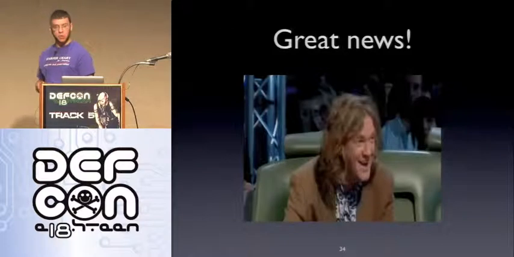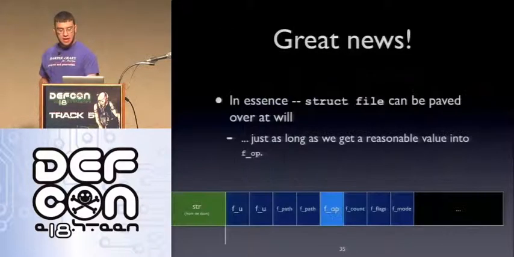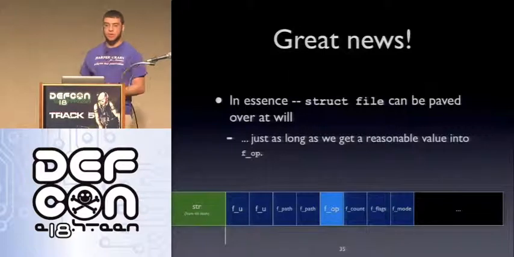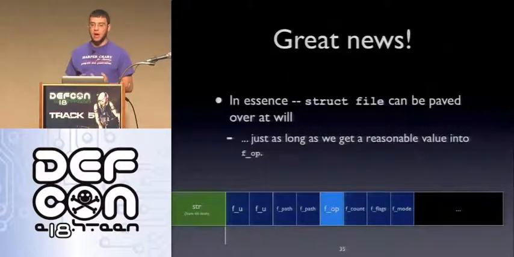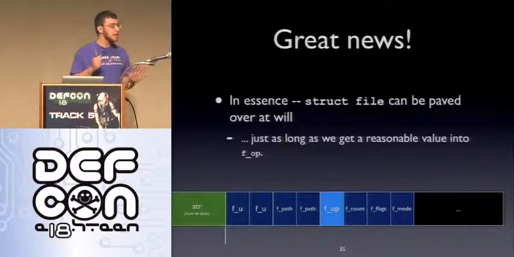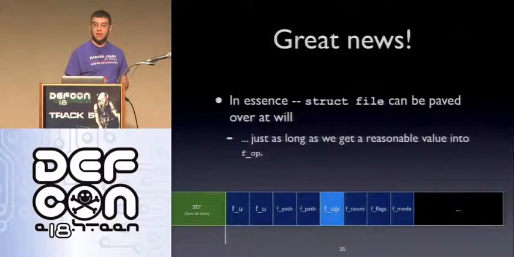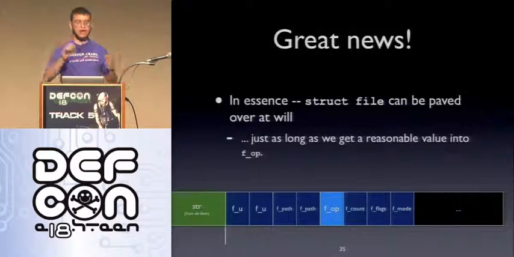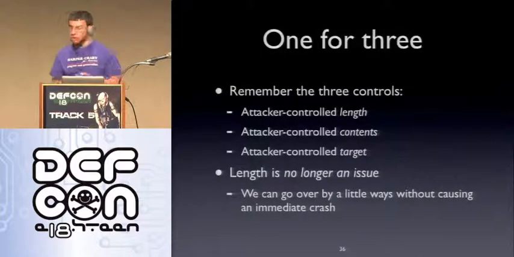Great news. That's really good news. That means that we can pave over this struct file if we want. We can pave over the beginning of it, we can pave over the end of it, as long as we get something that we're okay with in that file operation structure. As long as we get something that we're okay with in that file operation structure, the rest of the struct file can be smashed for a little while. Okay, we're one for three.